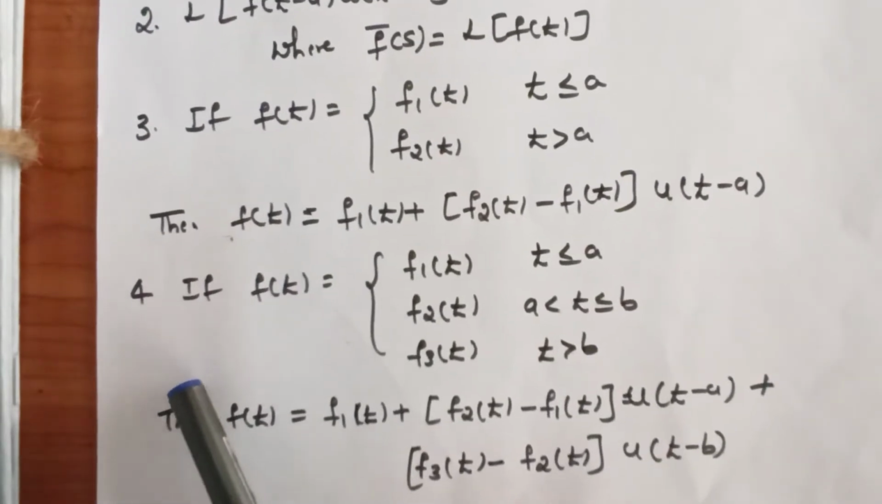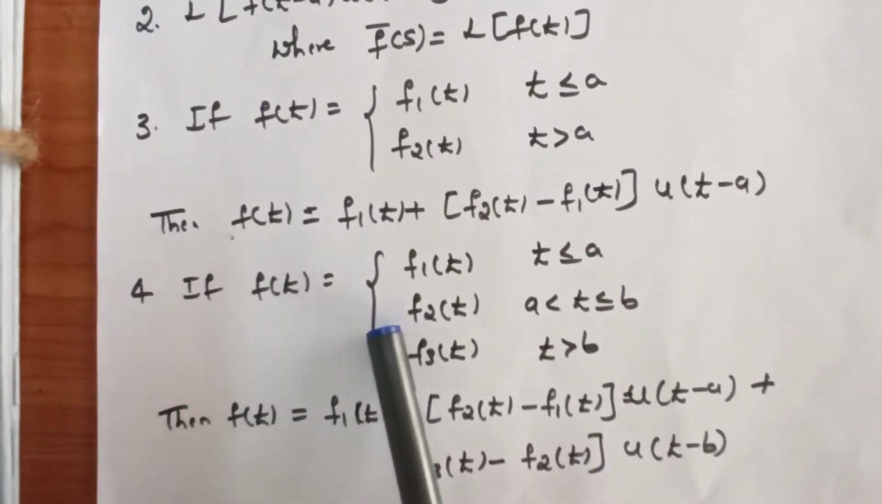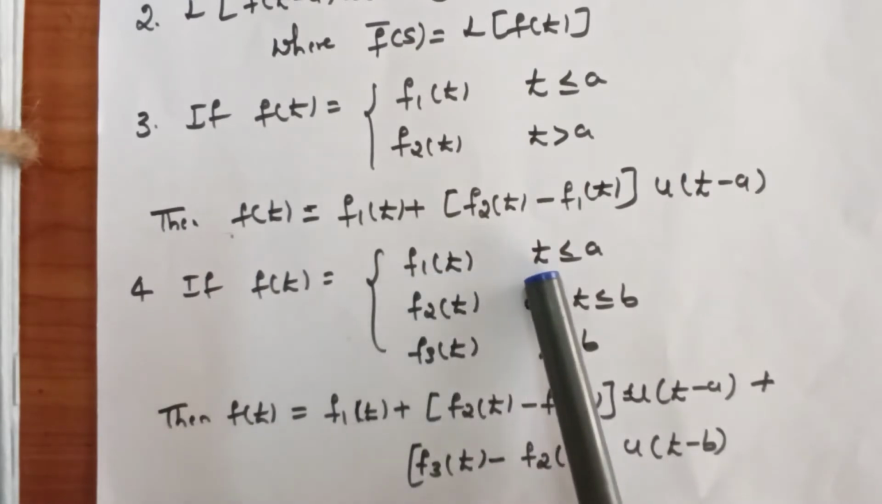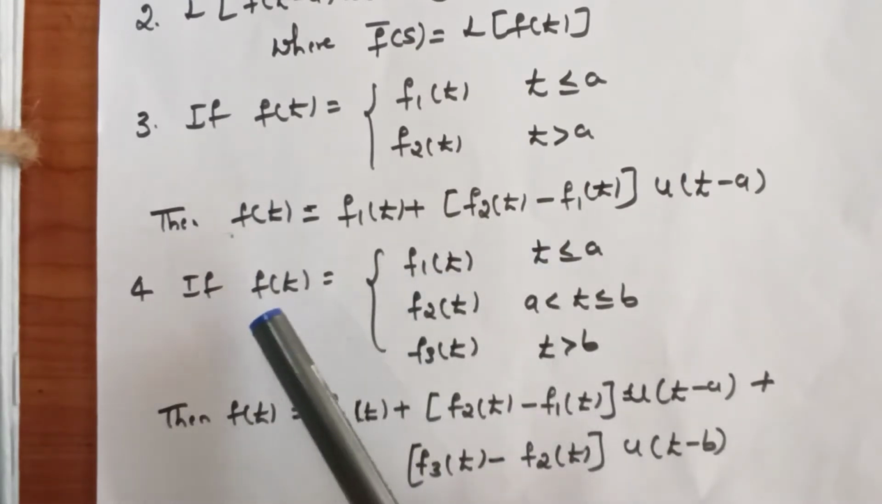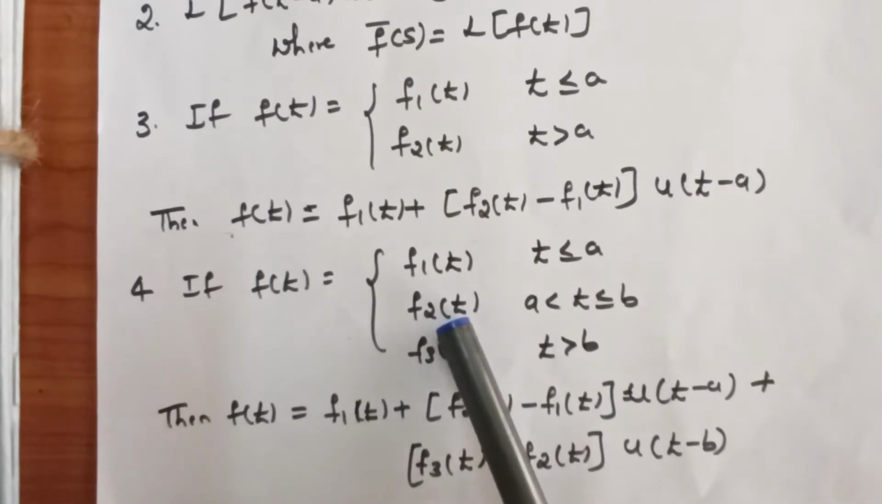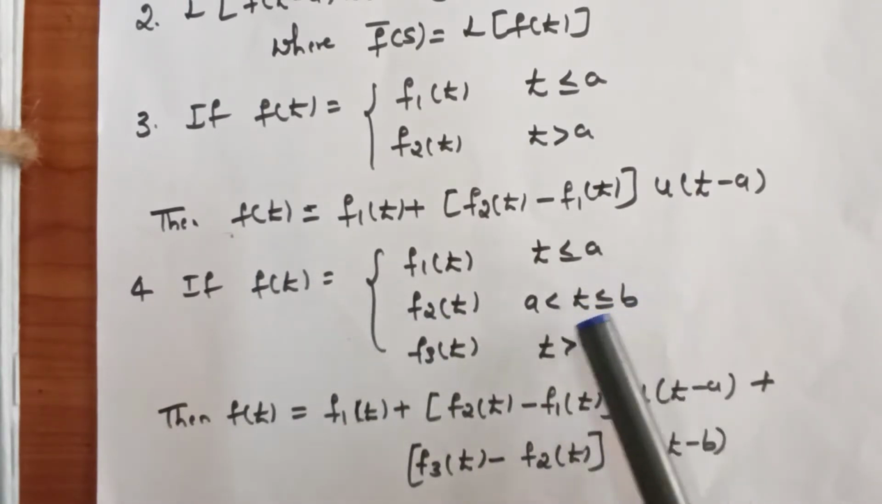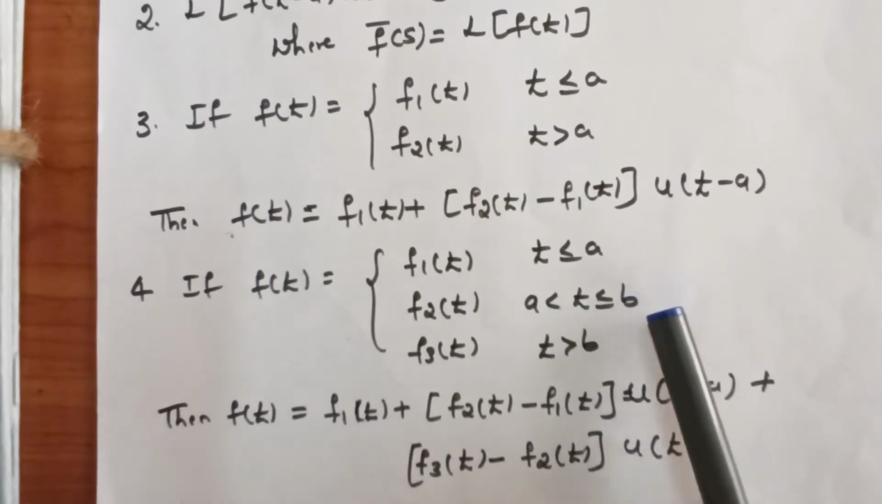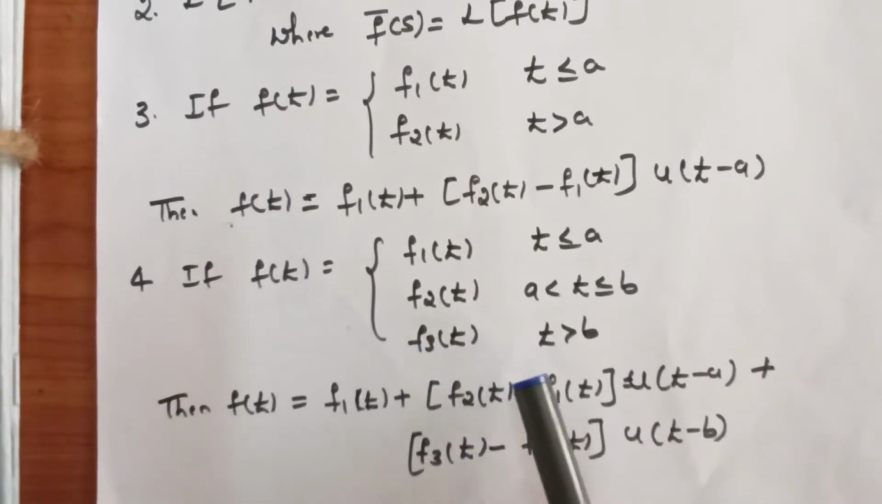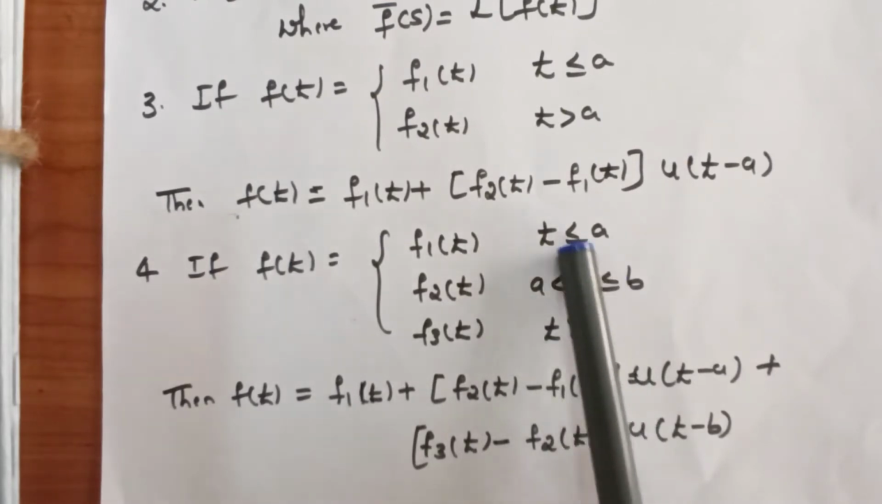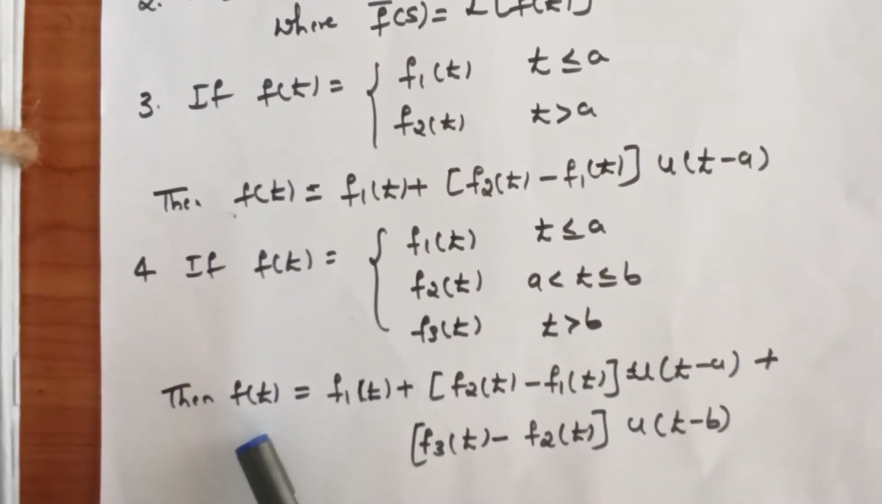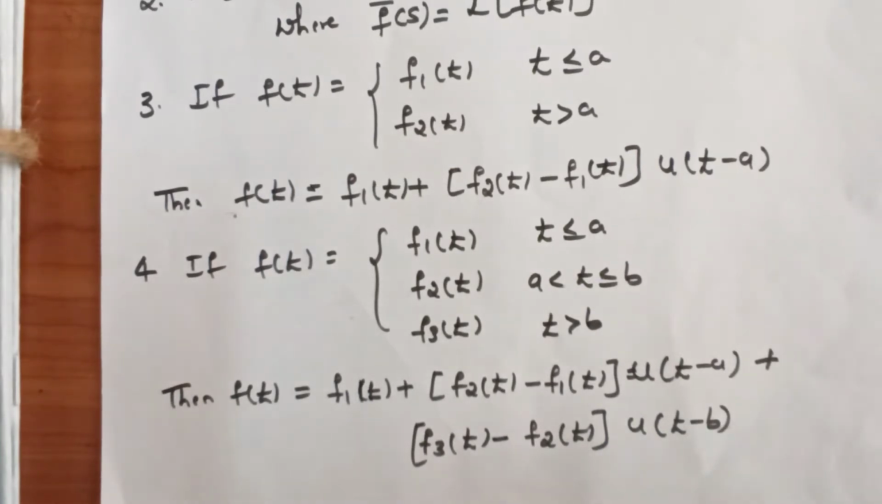And we have a last property, that is the fourth property. If f(t) is equal to f1(t) for t less than or equal to a, and f(t) will be equal to f2(t) if t varies between a and b, that is a less than t less than or equal to b, and f(t) is equal to f3(t) if t is greater than b. So if we have a function of this kind, we have to rewrite our f(t) in this form, that is f(t) is equal to f1(t) plus f2(t) minus f1(t) into u(t - a) plus f3(t) minus f2(t) into u(t - b).